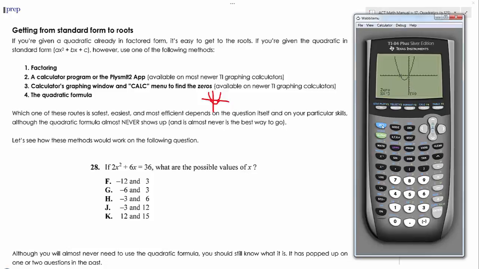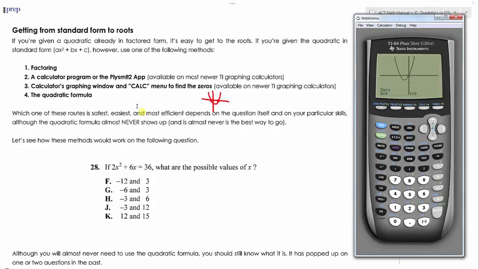If I wanted to find the other zero, I would give it a left bound somewhere over here, and then a right bound to the right of that zero. And you can now see I have captured this zero between these 2 arrows where I put my boundaries. And then if I want the calculator to guess, which I do, it's telling me that 0, 0, the origin, is my other intercept. So I can always use the calculator's graphing window to find my zeros.